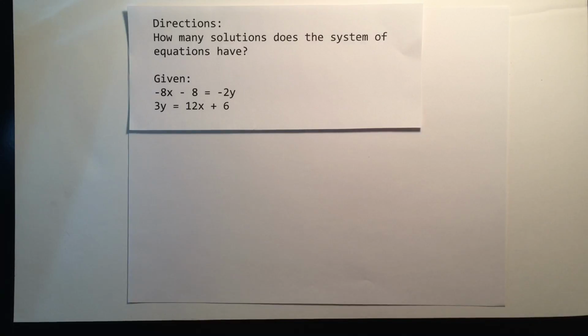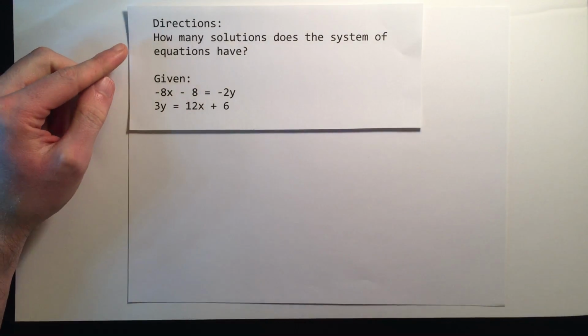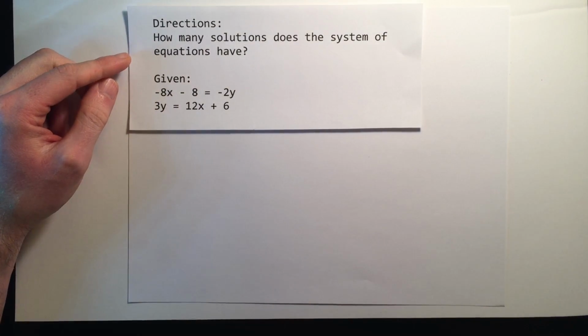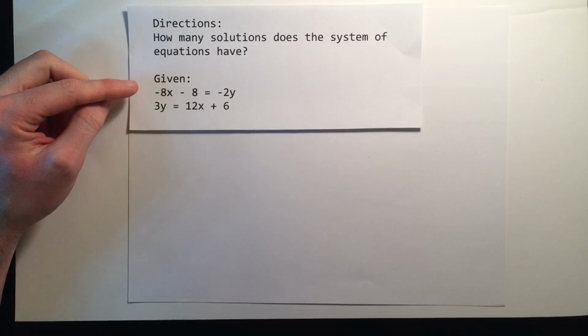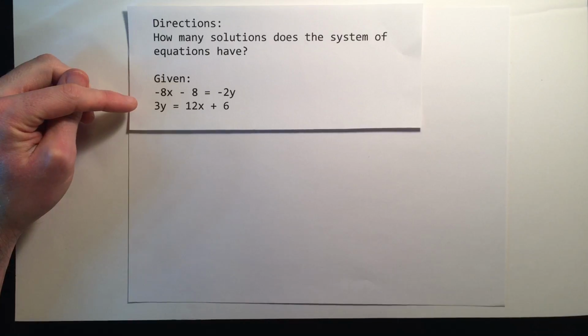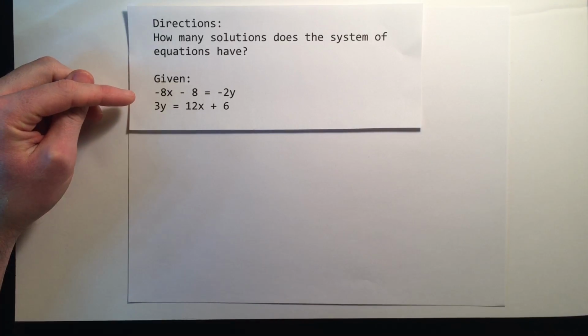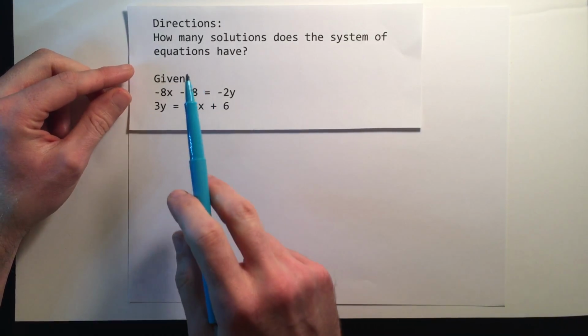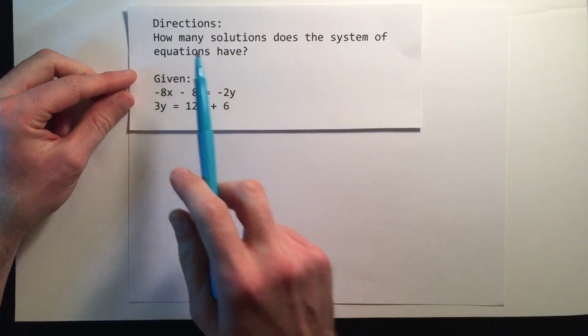Let's read the directions to this problem. How many solutions does the system of equations have? Given negative 8x minus 8 equals negative 2y and 3y equals 12x plus 6. So let's remind ourselves what we're being asked to find here.